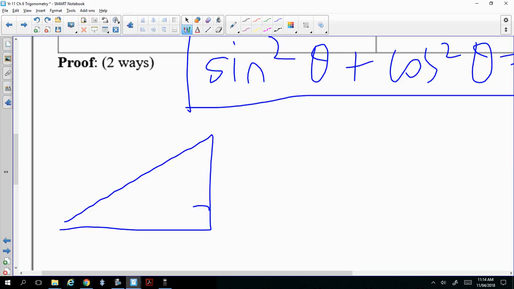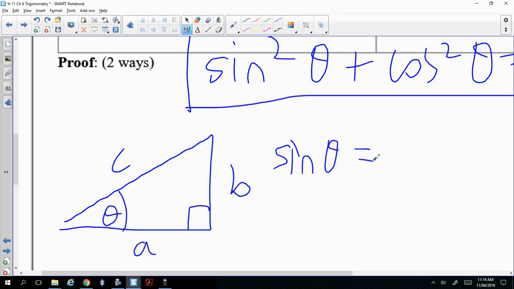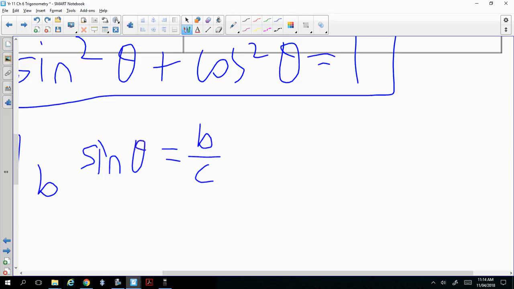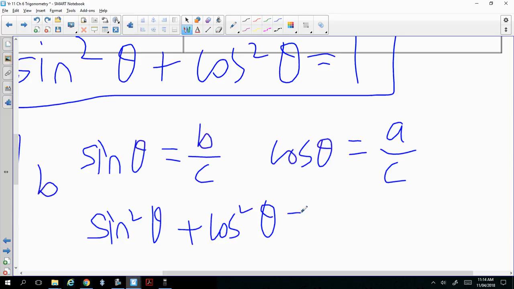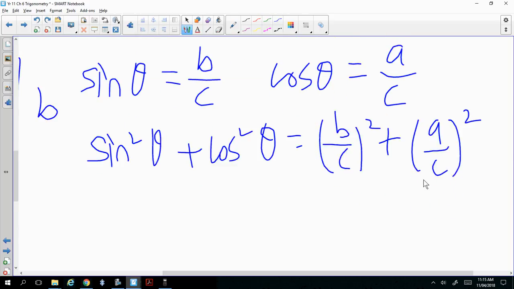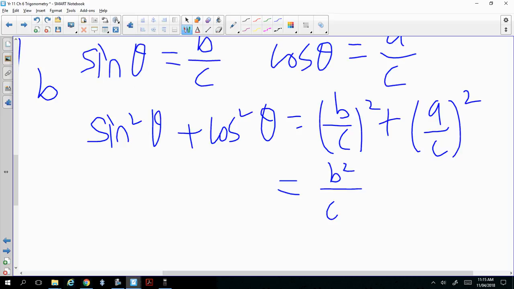Well, let's work out what sine theta equals. Opposite over hypotenuse. So opposite over hypotenuse in this triangle is B over C. Let's work out what cos theta is. Adjacent over hypotenuse, A over C. And let's square them. If you square them, you square the fraction B over C, and square the fraction A over C. Right? If we square the first one, you get B squared on C squared, and A squared on C squared. And what do they have? They have the same denominator. So we can write that over C squared.